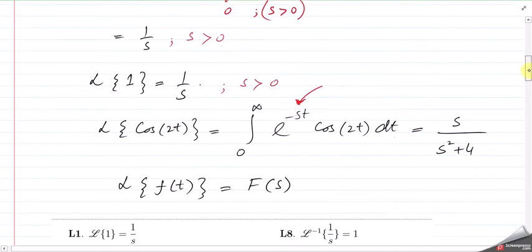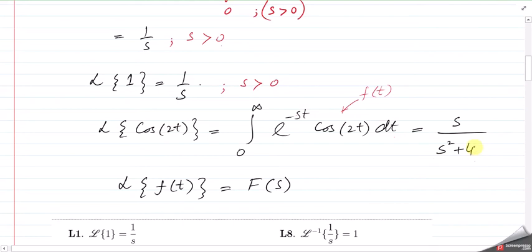Similarly, we can do the same procedure. Let's say our function is cos of 2t, then e raised to minus st cos 2t. So that's our function f of t. E raised to minus st is always the same, and 0 to infinity dt is the same. Now I'm not going to solve this integral. As I said, we are not going to do the details of this integral solution in this course, but the table tells me that the answer is s over s square plus 4. So Laplace of the function cos of 2t is s over s square plus 4.